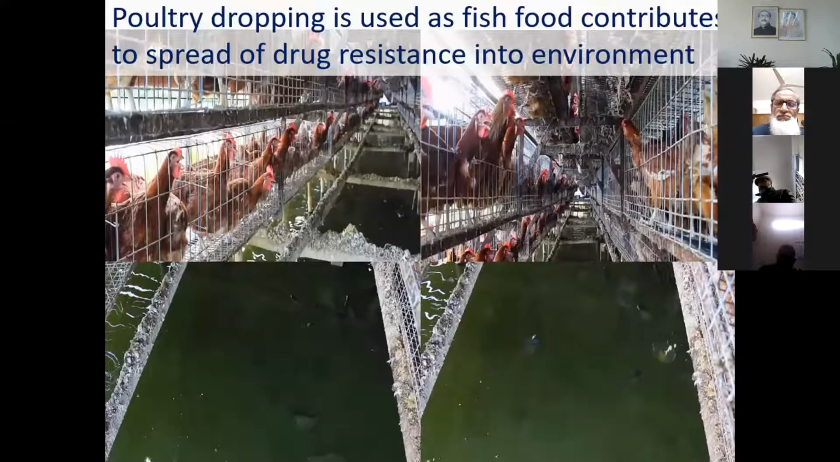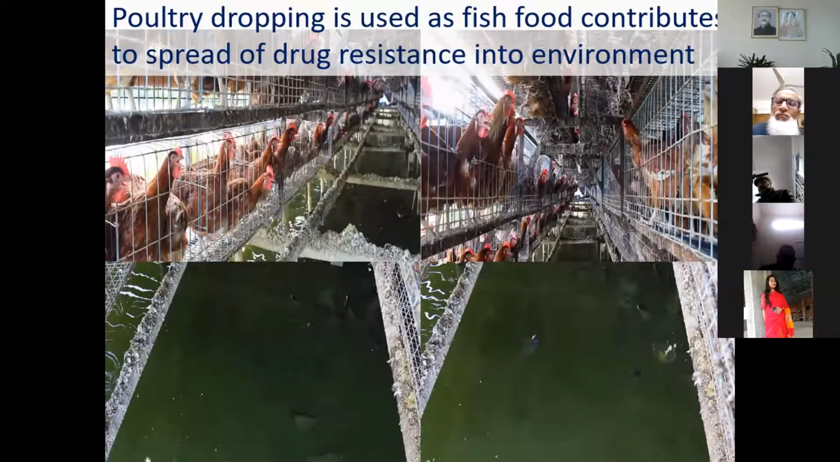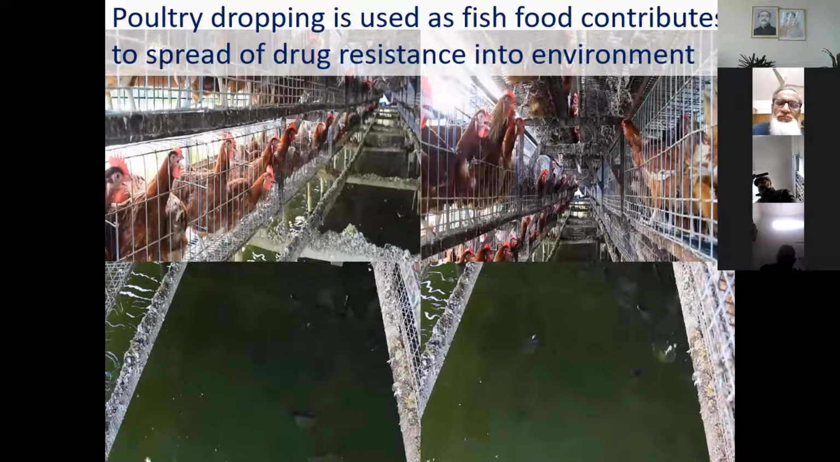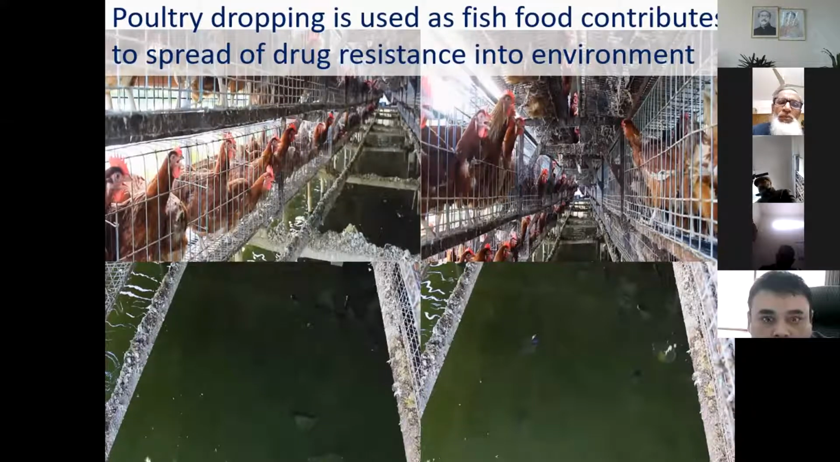Here you could find some droppings of poultry, and they drop into the water. This is the fish. Here, the fishes are waiting to get the feces or droppings from the poultry for their food. So this poultry dropping used as fish food contributes to the spread of drug resistance into the environment.